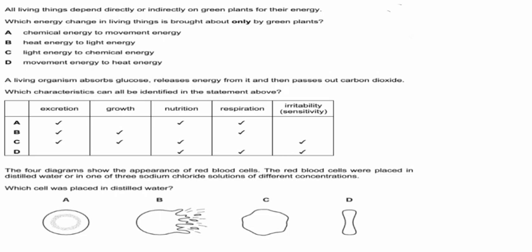So the first question is saying, all living things depend directly or indirectly on green plants for their energy. Which energy change in living things is brought about only by green plants? Option A is chemical energy to movement energy. This one is carried out by both plants and animals, because once you eat food, it is in the form of chemical energy. Once you eat that, you're able to move your body parts without external help. And the plants also move their body parts, like the branches. Then as for B, heat energy to light energy. This one is not the answer.